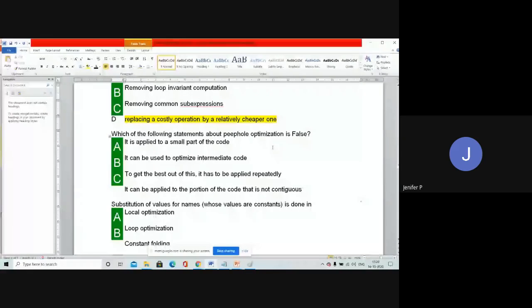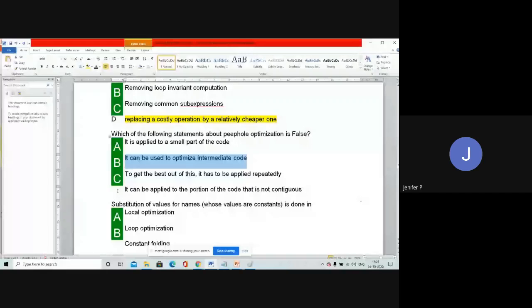It is applied to a small part of code. இல்ல true தான். ஆமா ஆமா true. It can be applied to a small part of code to find the smallest, right? The second one, it can be used to optimize intermediate code. ஆமா intermediate code தான் இதுக்கு இன்புட்டாவே கொடுக்க போறோம். Optimization technique எல்லாமே it will get to get the best out of this.